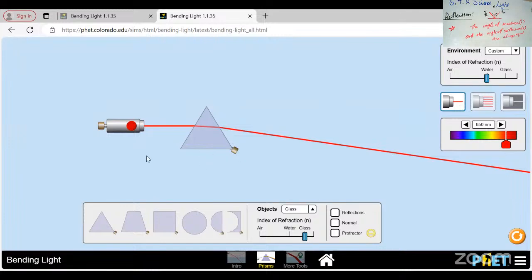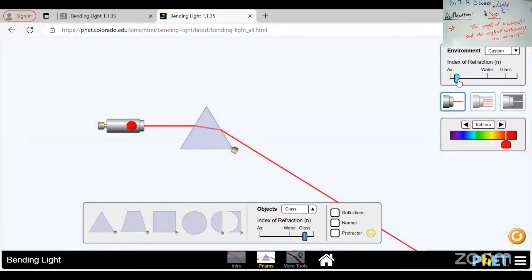Okay, so I am choosing the triangle prism. The light travels in a water medium. The light is reflected, just deviated in this area. Change to the air part. So totally the light is reflected in that opposite part. Okay. So this is the difference.